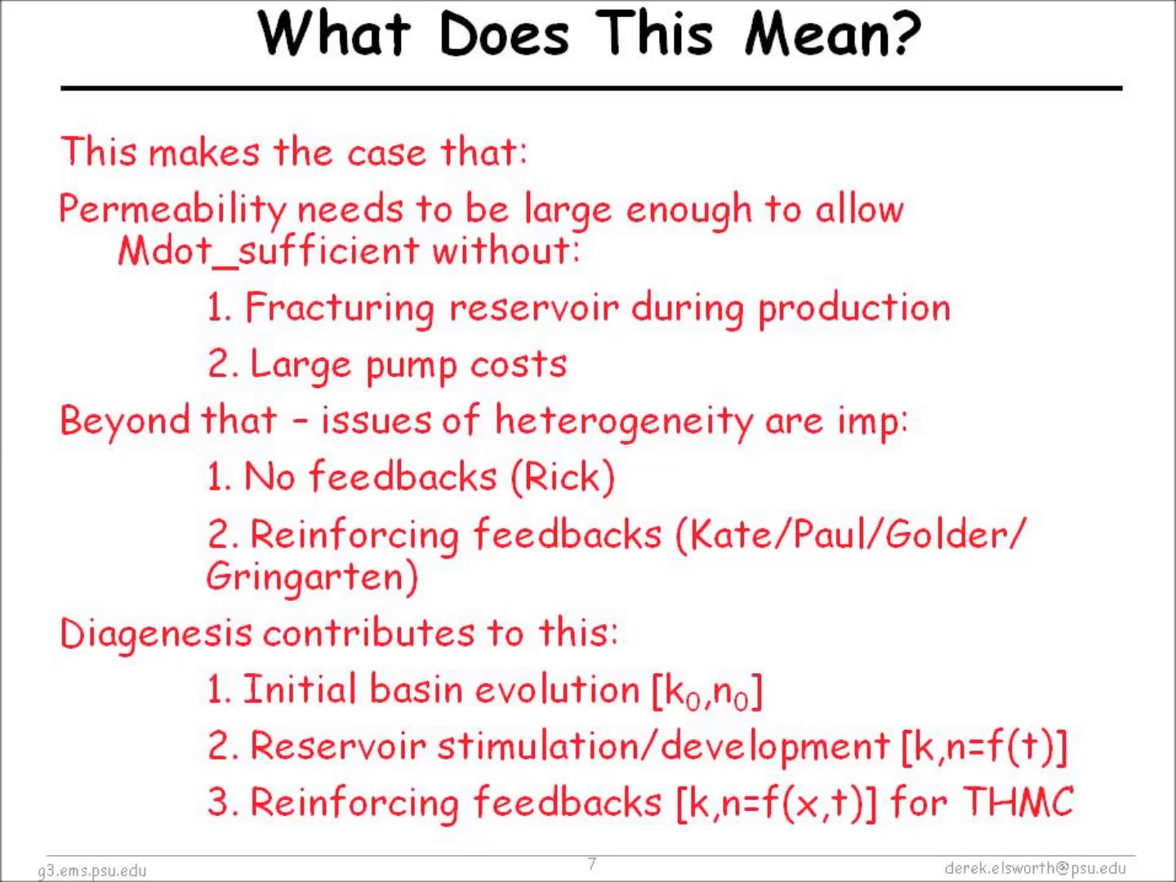And these reinforcing feedbacks, which both Kate and Paul Morgan mentioned in terms of the Green Garden solution, you're much better off having 10 small fractures in terms of heat transfer versus one big fracture taking 10 times the flow, although you're not in terms of pump costs, so it's a trade-off. But I'm guessing that these reinforcing feedbacks are potentially very large in EGS and potentially smaller in sedimentary aquifers. So how does diagenesis potentially contribute to those?